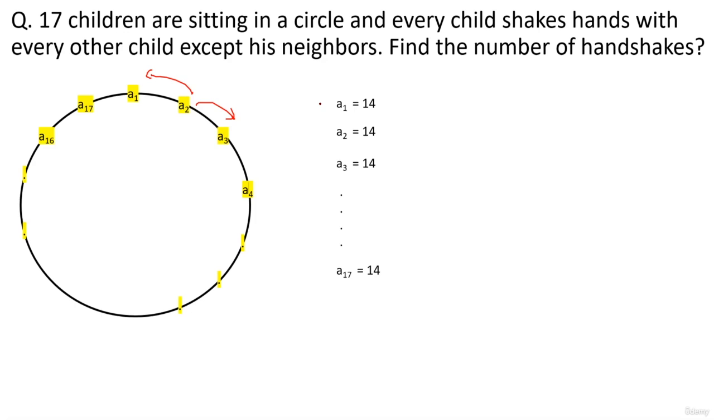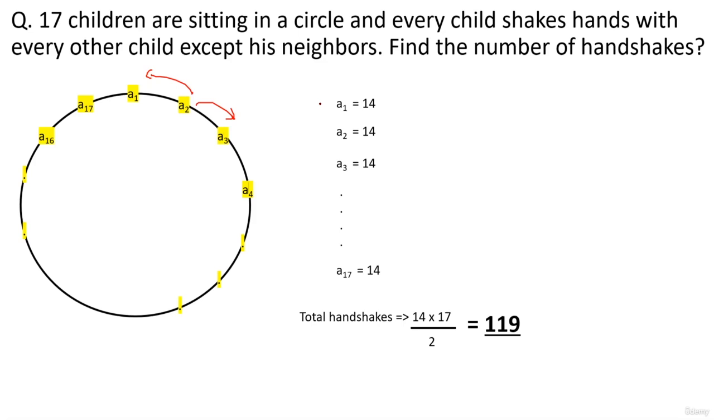So 17 children, each shaking hands how many times? 14 times. The answer is 14 into 17. But again, every handshake has been counted twice, right? You have counted A1's handshake with A16, and A16's handshake with A1 has also been counted, right? So every handshake has been counted twice. Divide this by 2, the answer is 17 times 7, 119. Notice that our standard handshake formula will not apply here. Why? There are two constraints. First, you placed everyone in a circle, that will change things. And second, the people are not shaking hands with their neighbors. That is what changes things here.